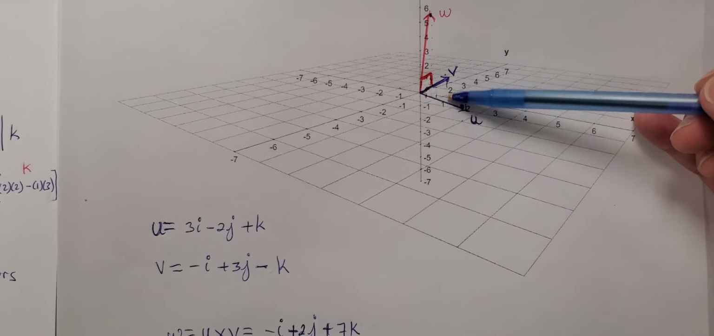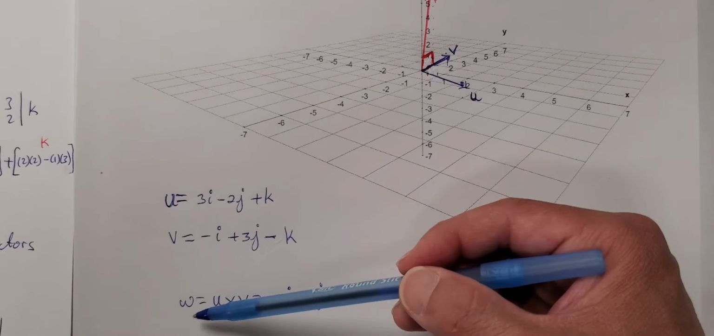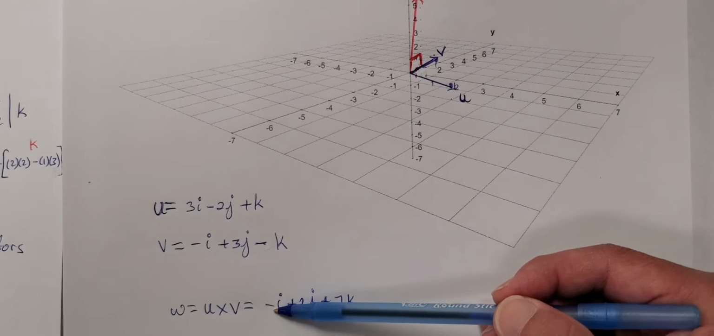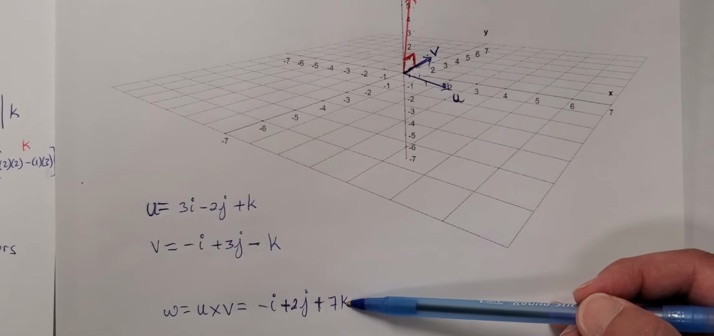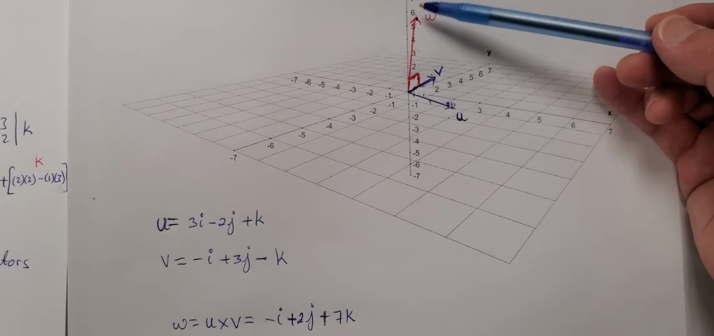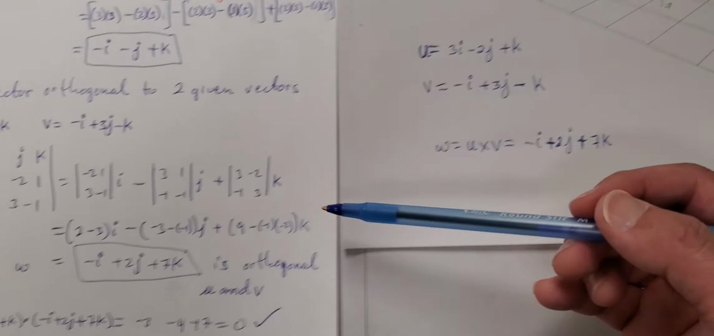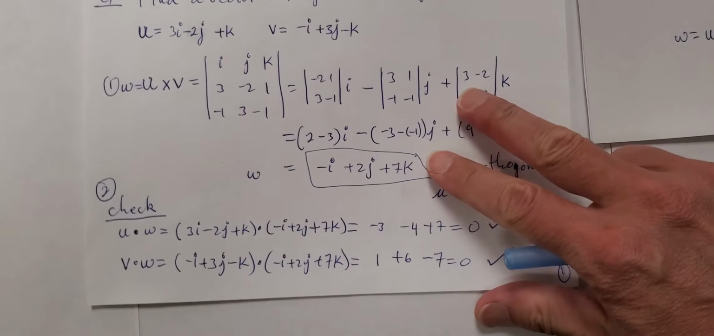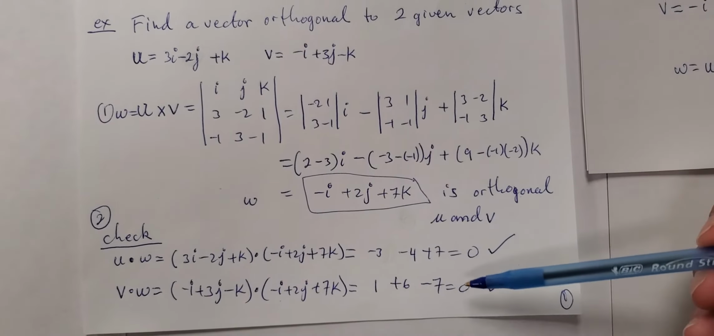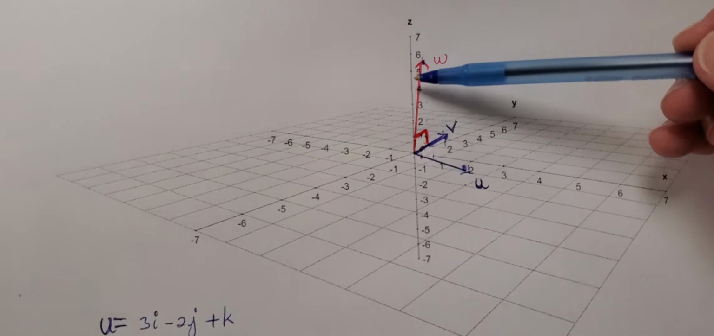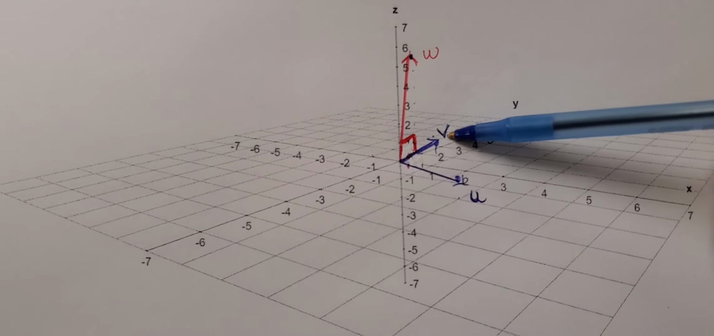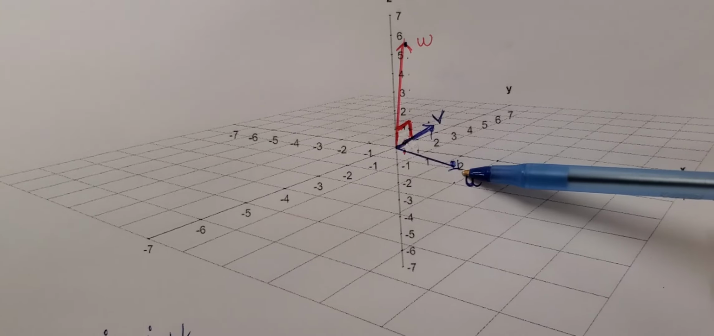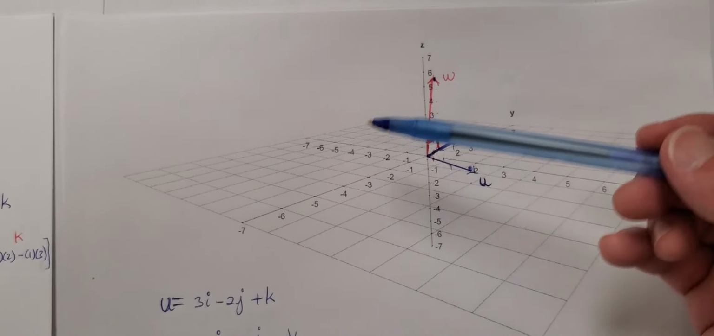When you cross product these two vectors, you create another vector, negative 1i plus 2j plus 7k, which is the one in red. And because we showed that it equals 0 using the dot product, w is perpendicular to v, which is also perpendicular to u. So that's what this graph looks like.